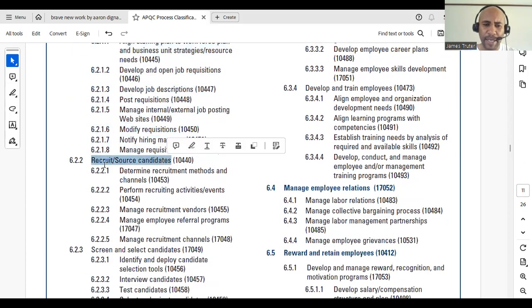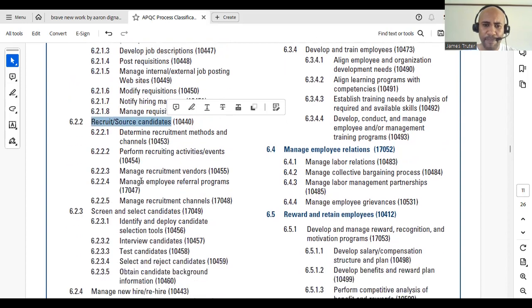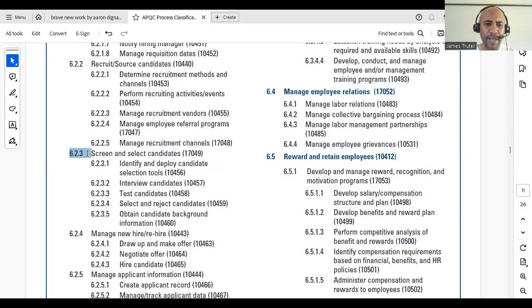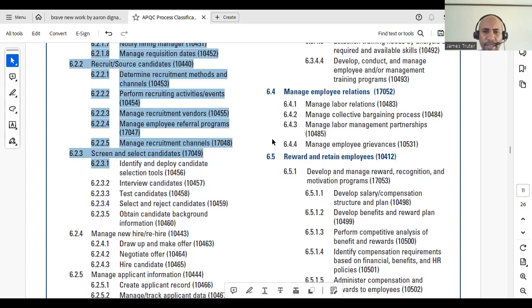Recruiting and sourcing candidates, the third level here. They will also then share with you what they see as the activities there. Then we have the next third level, which is screening and selection of candidates. And here they will also share with you what some of those activities are.